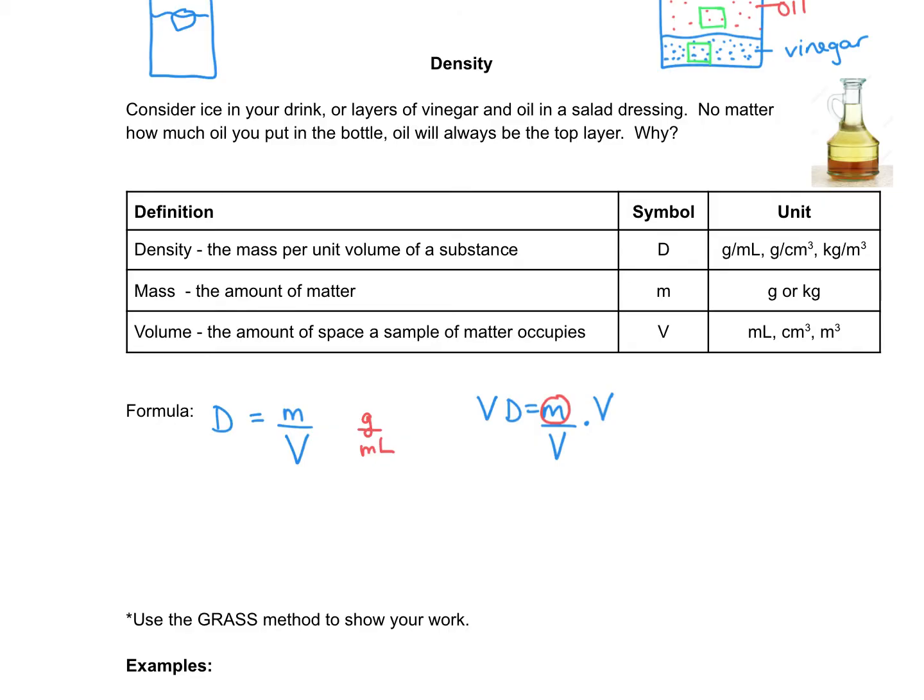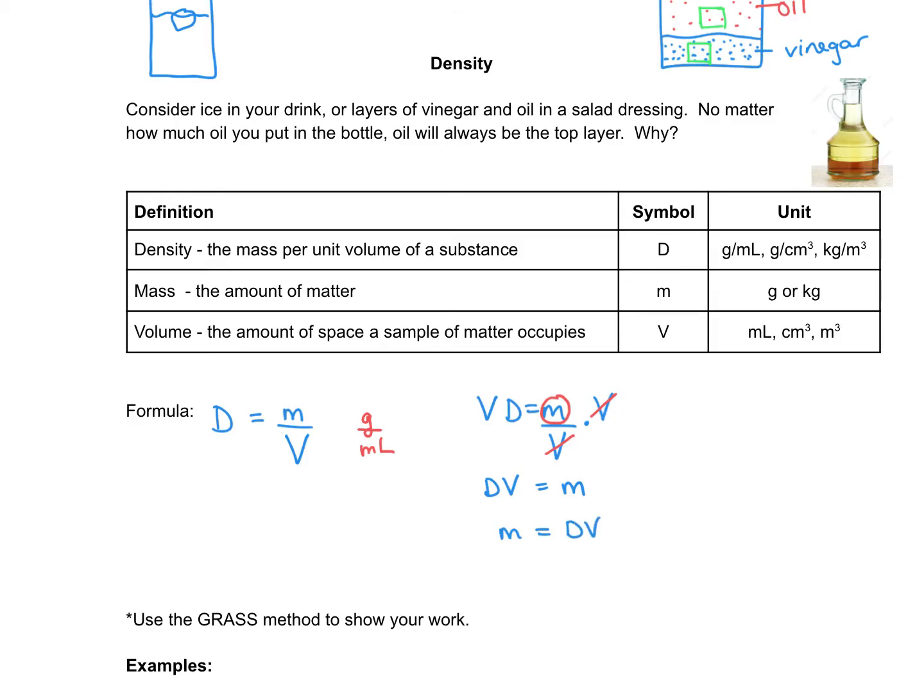Now that I see I have volume on the top on the right side and the bottom, it can be canceled. Volume divided by volume would just be 1. And so I have my mass left on the right side, and then I have V times D. Now I'm going to just write that as D times V, but really it's acceptable to write it the other way. Usually when we write a mathematical formula, we read it from left to right. So all I'm going to do is take the m that I have on the left side and write it first, and then take the D and V that I have on the left side and write them second.